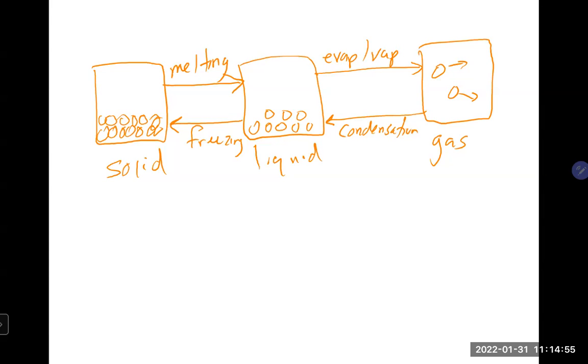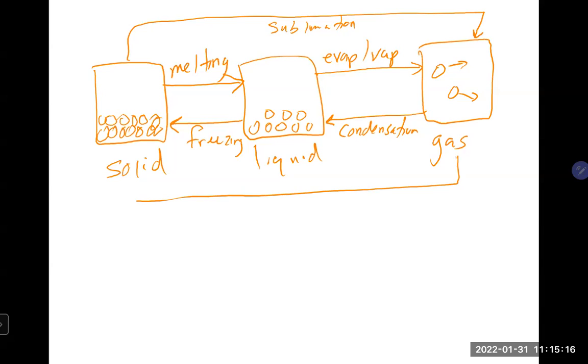There's also a process where we go from solid directly to gas, and we skip the whole liquid part of it, and that is what is known as sublimation. And as you might imagine, you could actually go from gas back to solid, skipping again the whole liquid part. And that is what is known as deposition.